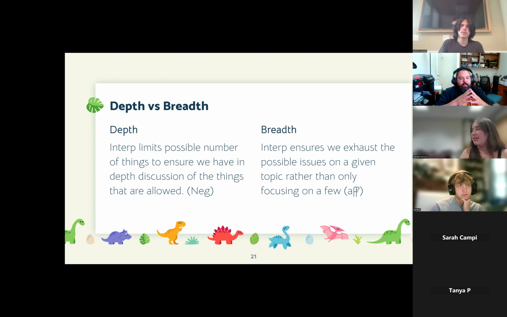Depth versus breadth. Depth is the argument that interpretations that limit the possible number of things ensure we have an in-depth discussion of the things that are allowed. This is generally a negative argument, that we should have a discussion on a small subset of things to a greater level of depth. Breadth instead says interps that ensure we exhaust the possible issues on a given topic rather than only focusing on a few are more desirable, which is obviously typically an AF argument, right? That there's a lot of things that could fall into the topic, and it's good to understand and survey all of those things rather than limiting it.